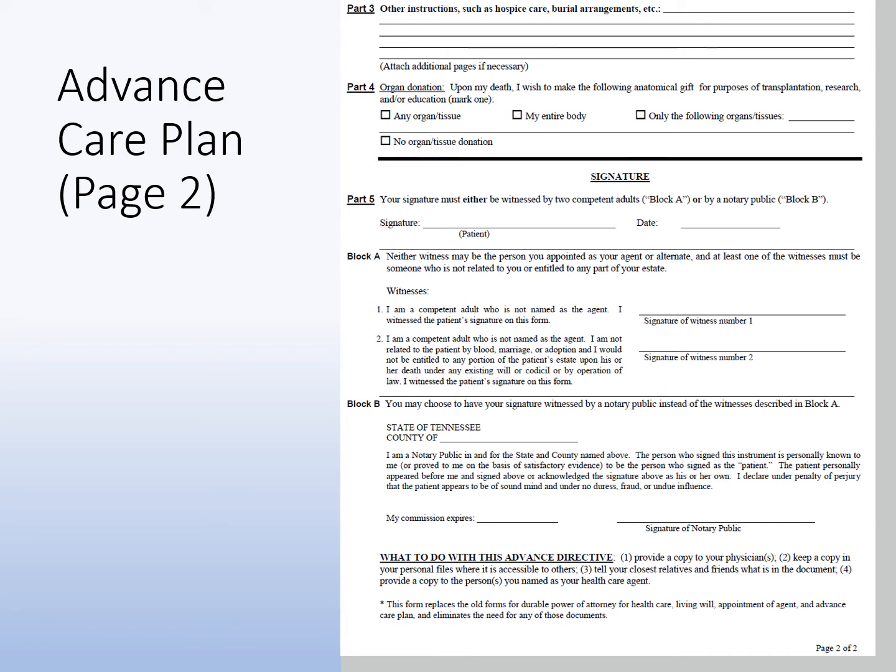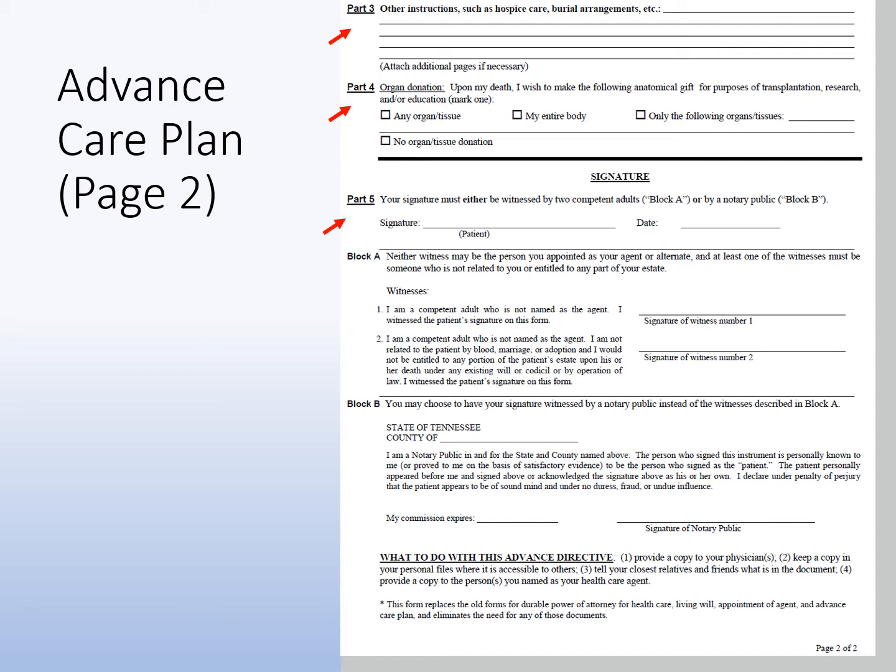On the second page here, you can see there is part 3 where you provide other instructions. And you can be as vague or specific as you would want to. Part 4, of course, is organ donation, and you can see that fleshed out there. Part 5, this is where the patient signs and dates it.